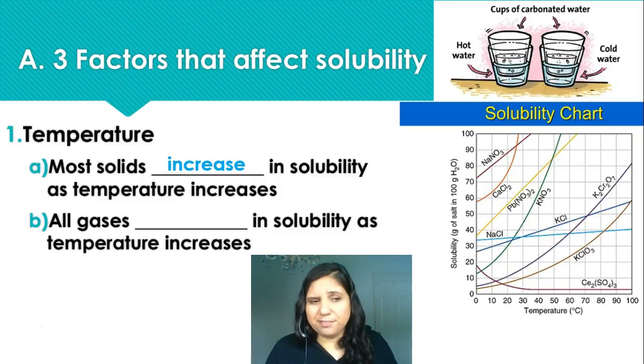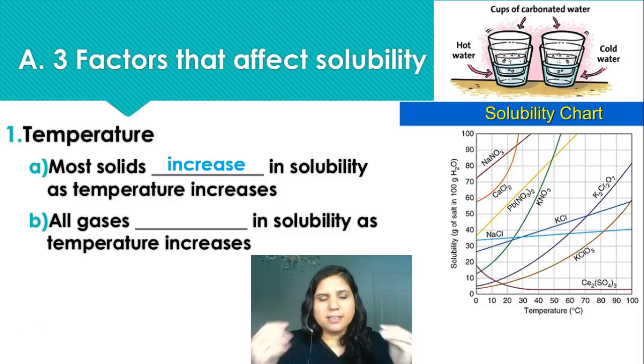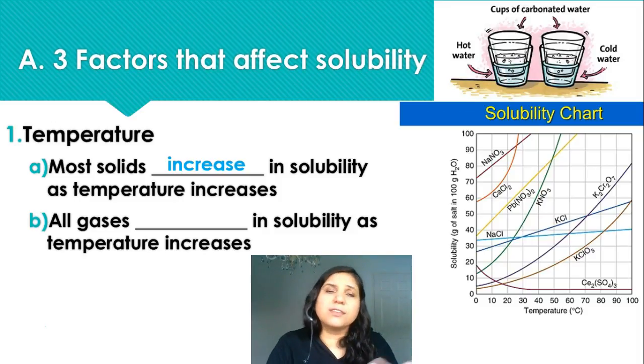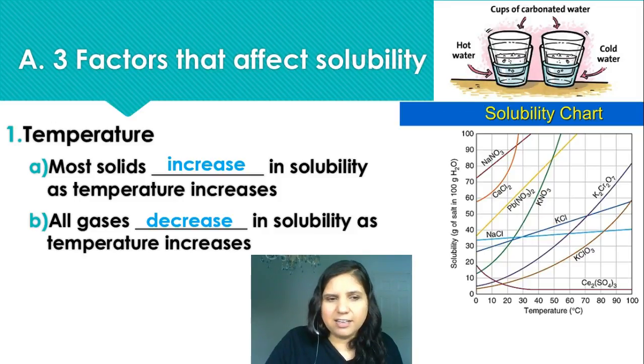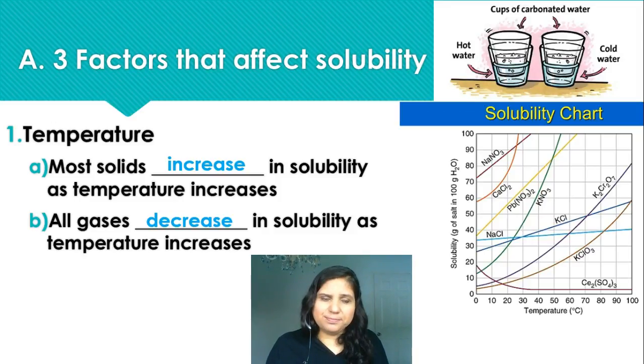Gases have the opposite effect. For a gas, what you're doing when you increase the temperature is you're giving it more kinetic energy. Now, if you give a gas more kinetic energy, it can actually leave the solution. And so as you heat up a solution that has gas in it, it decreases in solubility as that temperature increases. Now, you've probably experienced this if you've left a can of soda open on the table and it gets hot out. What you come back to is some flat soda.